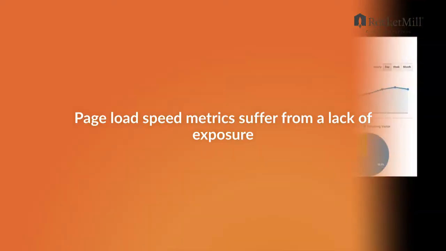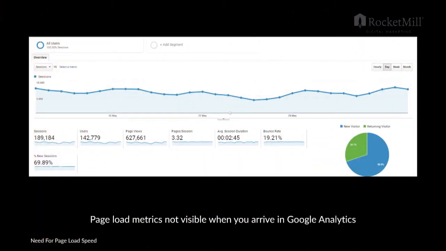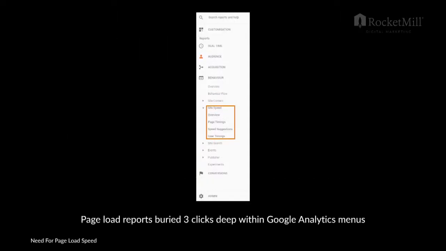However, on the flip side, page load speed metrics often suffer from a lack of exposure when you come to analysing them. So we all use Google Analytics, and when we land on Google Analytics, we see the audience overview report, as you see here. So we've got your usual metrics of sessions, page views, you've got an indication of traffic quality, but nothing on page load. In fact, if you want to try and find anything to do with page load metrics in Google Analytics, they're actually buried 3 clicks deep within the menu.